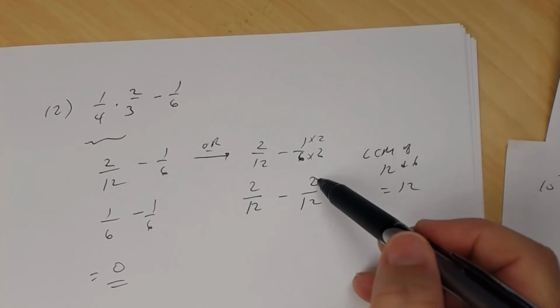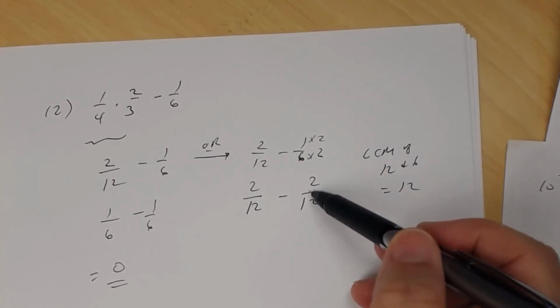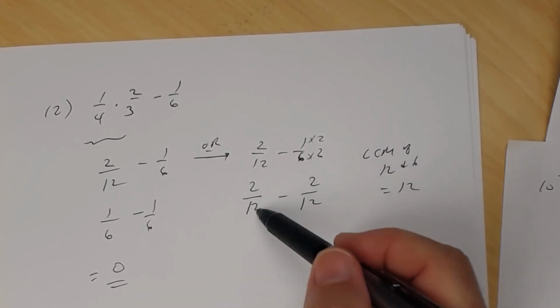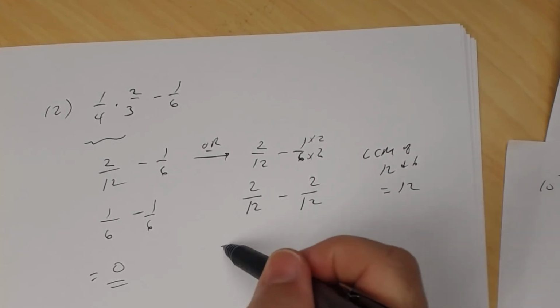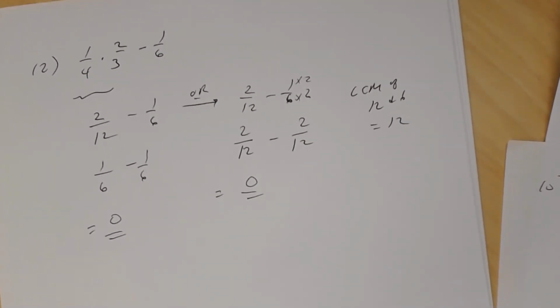And so think about this. Is 2/12 the same as 1/6? The answer is yes. If you reduce it, you get 1/6 back. But just like over here, notice 2/12 subtract itself, that is just 0. So number 12 is just 0.